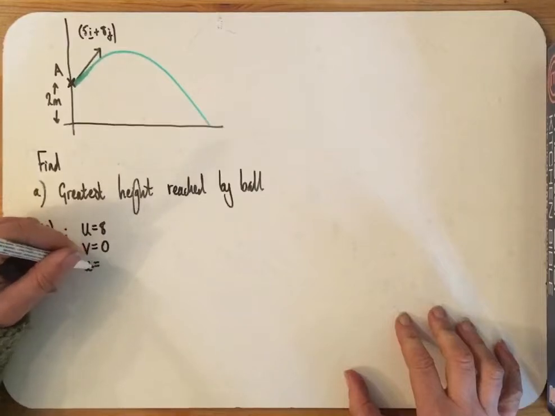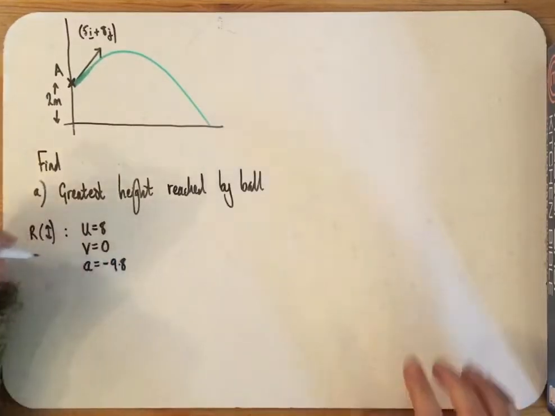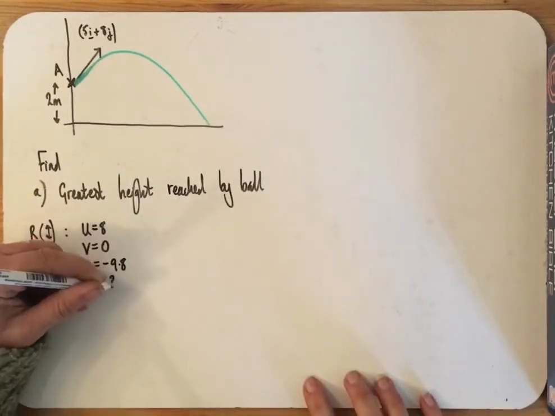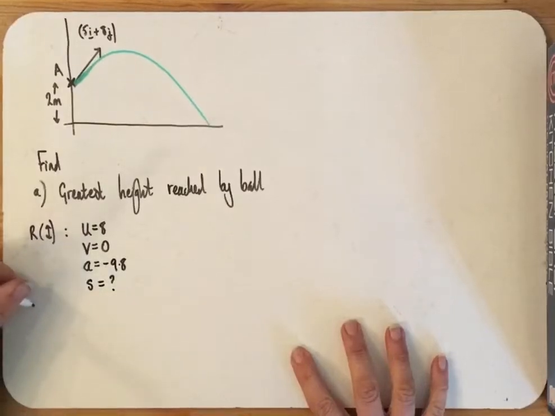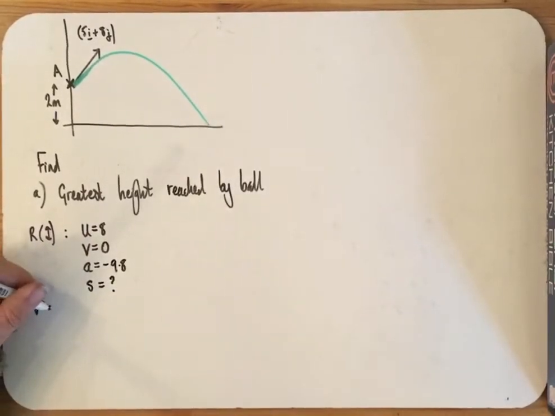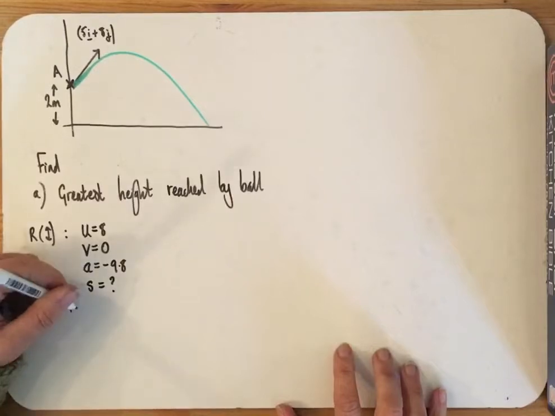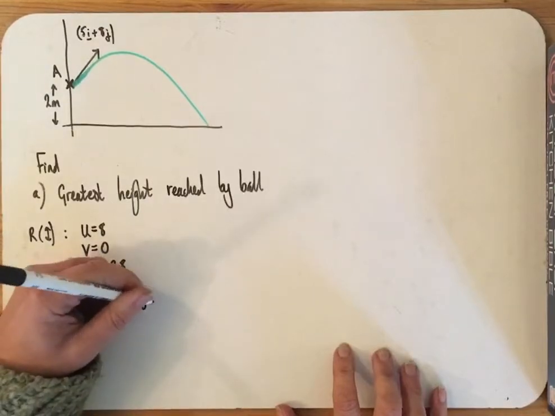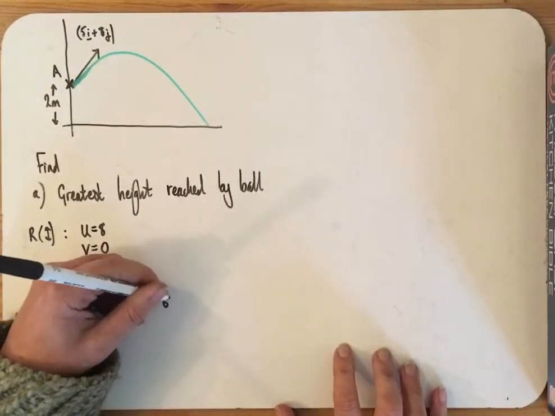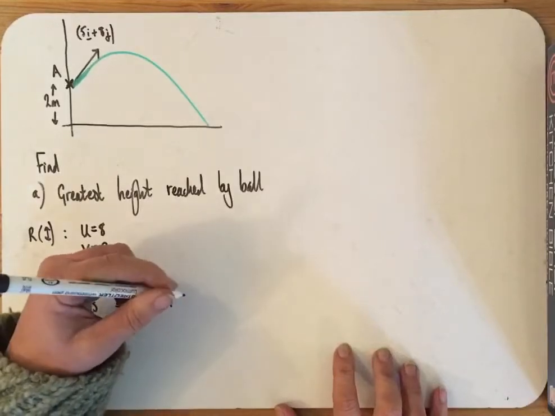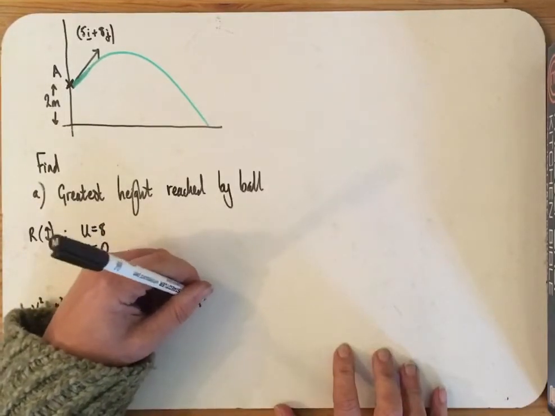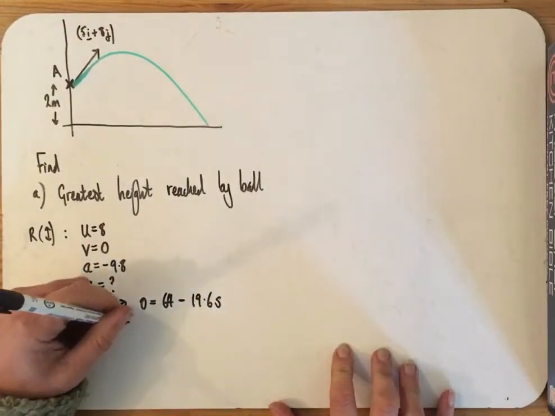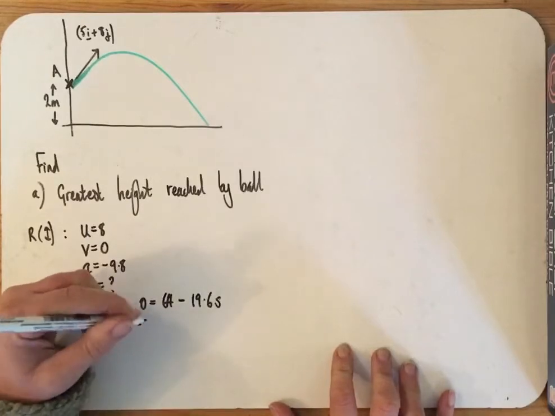a is equal to negative 9.8, and we're looking for s. So v squared equals u squared plus 2as for this one. And so 0 is equal to 64 minus 2 times 9.8 s. And so s is equal to 3.265.